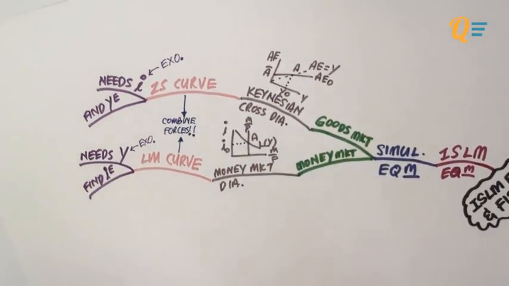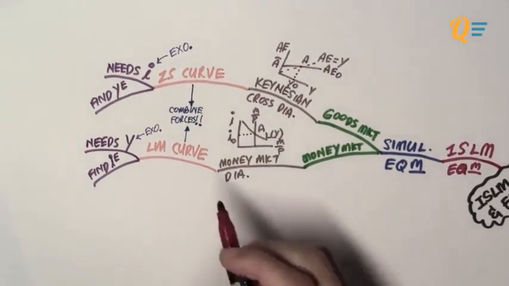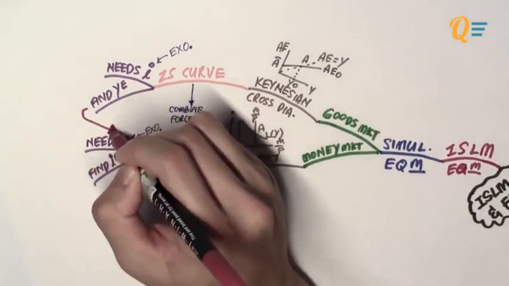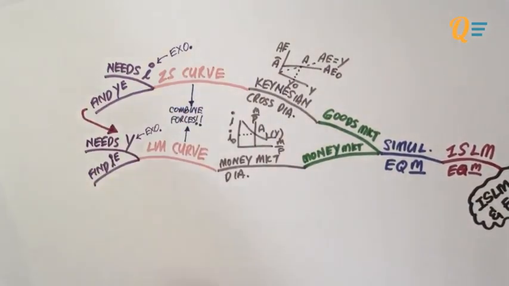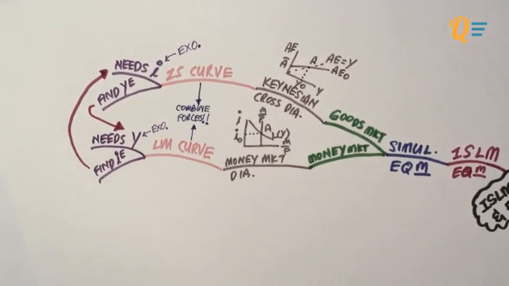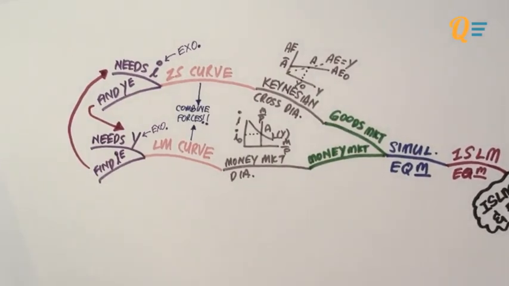So that is how the IS curve needs the LM curve and vice versa. The IS curve can provide the equilibrium level of output, pass it over to the LM side so that they can find the equilibrium level of interest rates, which they will then pass over to the IS side to again find the equilibrium level of output. So this is how the two curves interact with one another.